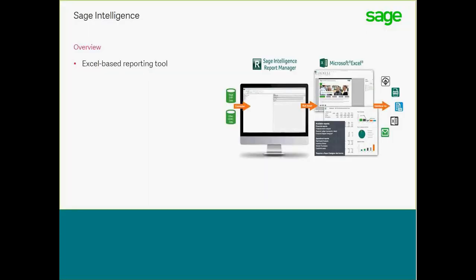What is Sage Intelligence? Well, in its very simplest form, it's an Excel-based reporting tool. That means that all the reports within Sage Intelligence are run out from Report Manager. It's a module we'll talk in depth in a minute about. All the reports are run out from Report Manager into Microsoft Excel. We're pulling data from your system, be it a Sage 100 or 500. We'll pull that data. We don't store it. Sage Intelligence does not store it. We'll pull the data and push it into Microsoft Excel.